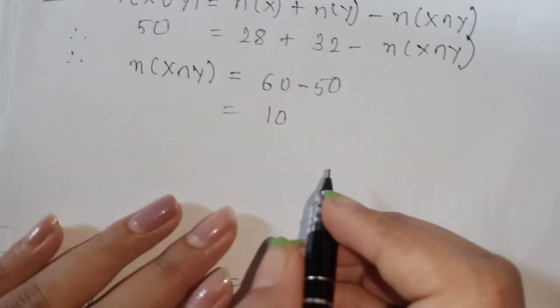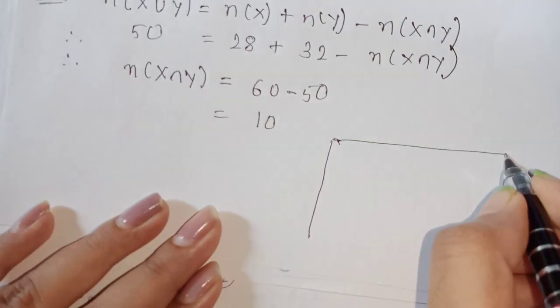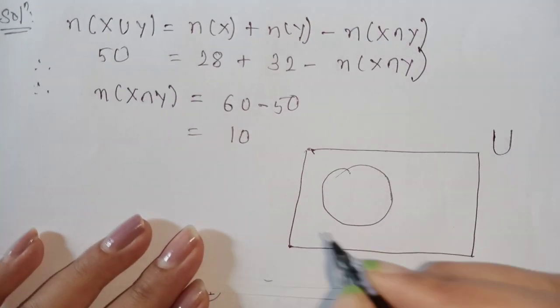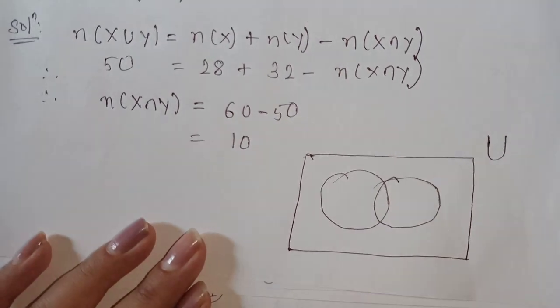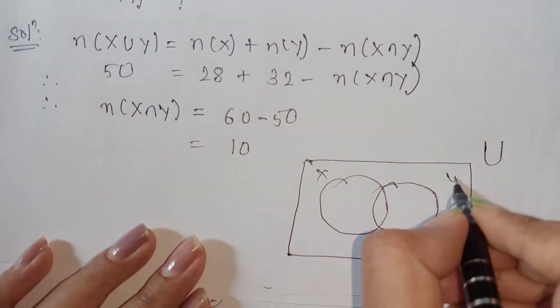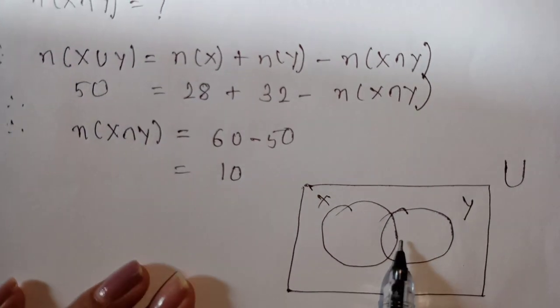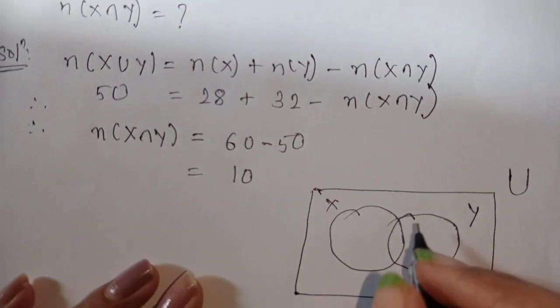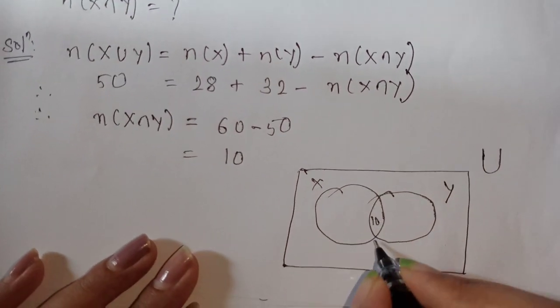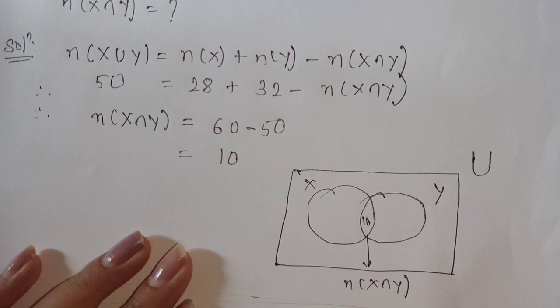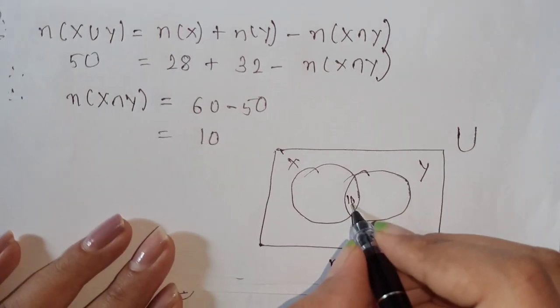In a Venn diagram, you can show it like this. This is the universal set. This is X, Y. Now, the union has a total of 50 elements. So I will arrange those 50 elements so that X intersection Y will be 10. So this part will be 10. This is nothing but number of X intersection Y. Okay. Now 10 I have used over here.